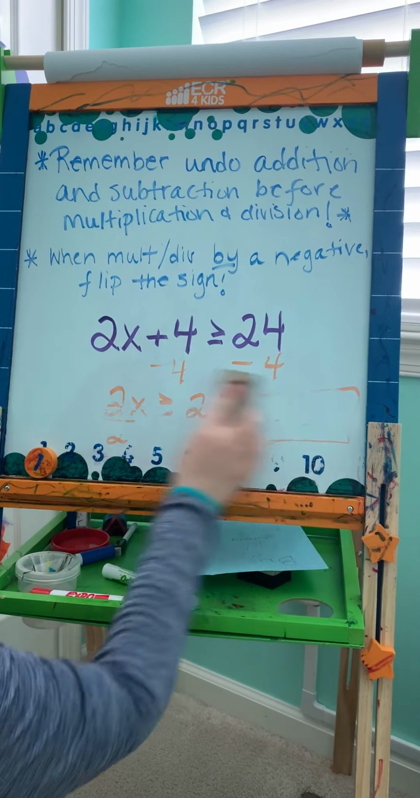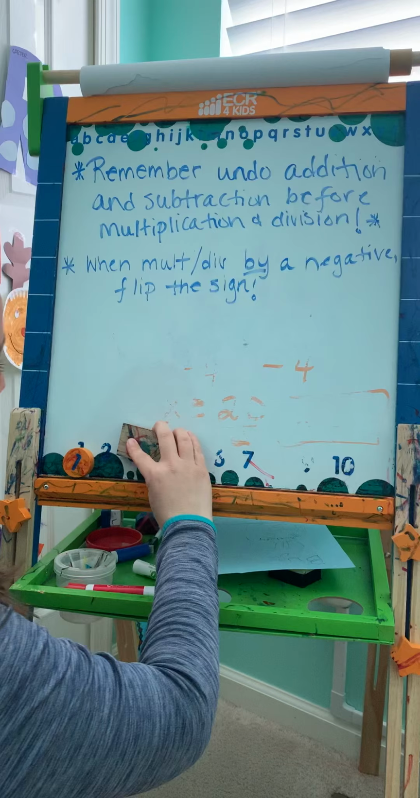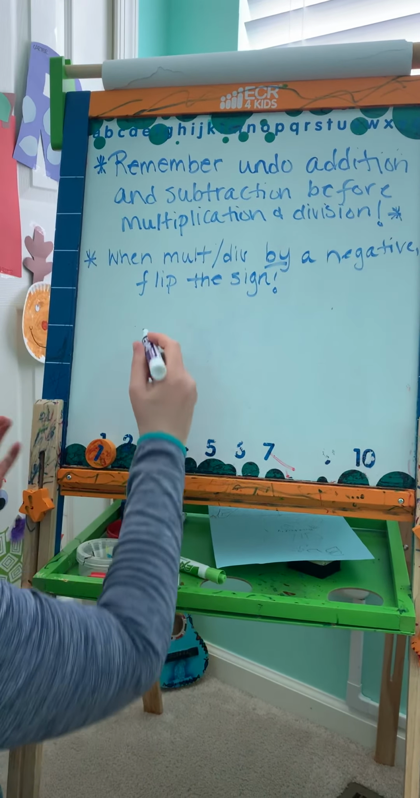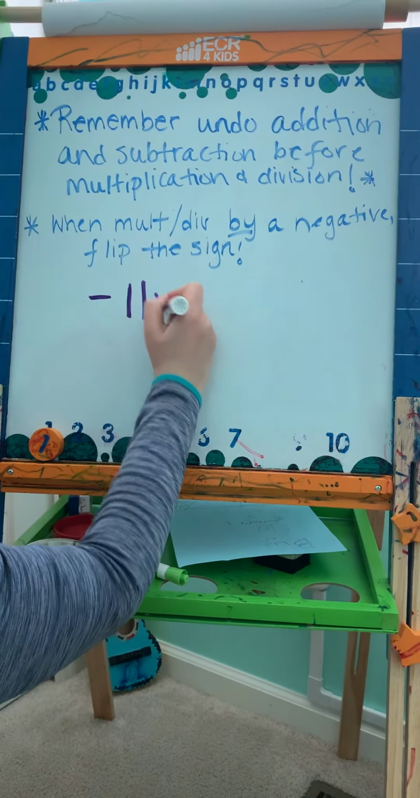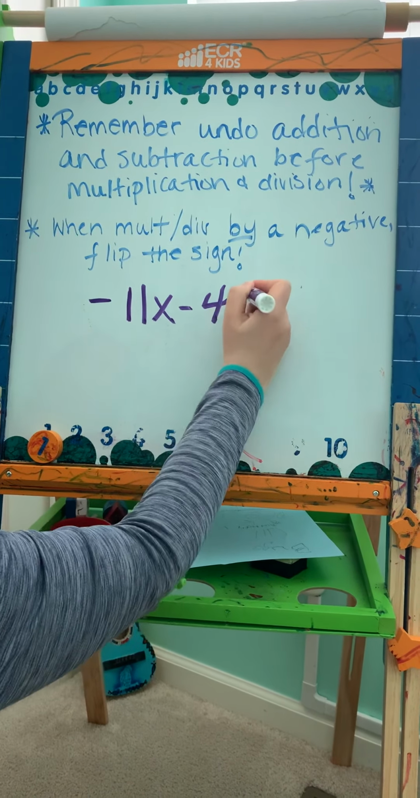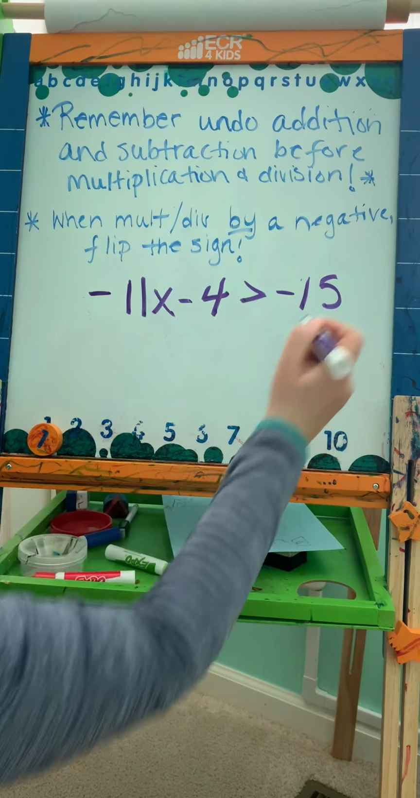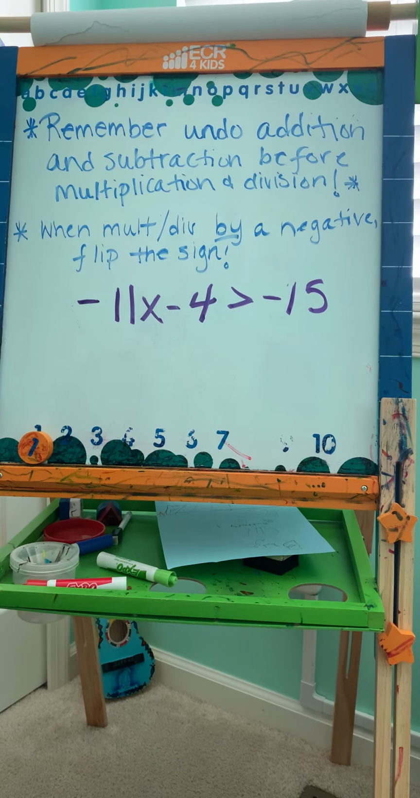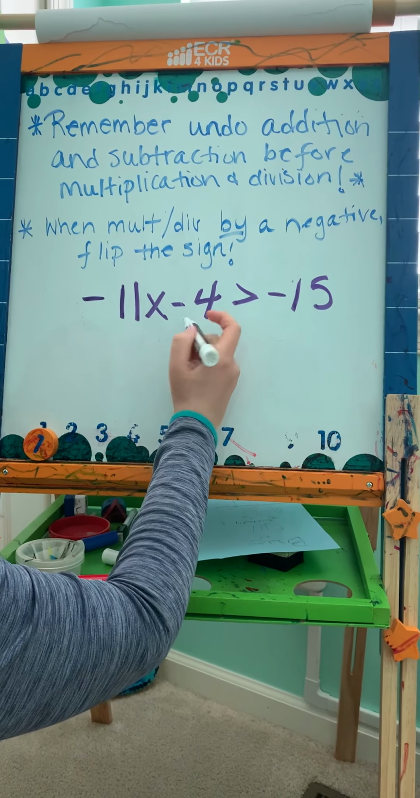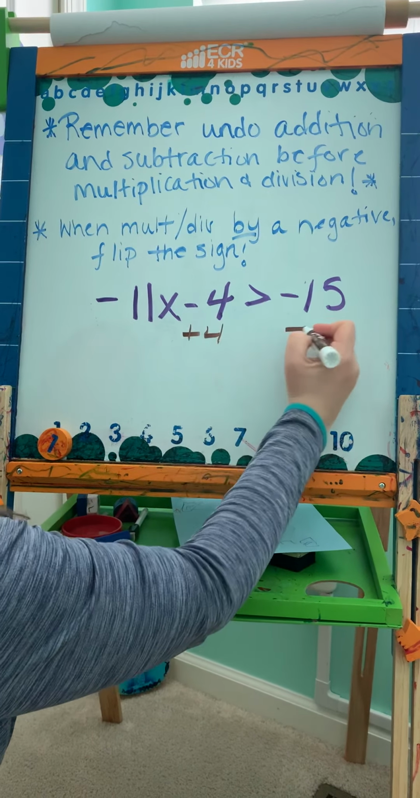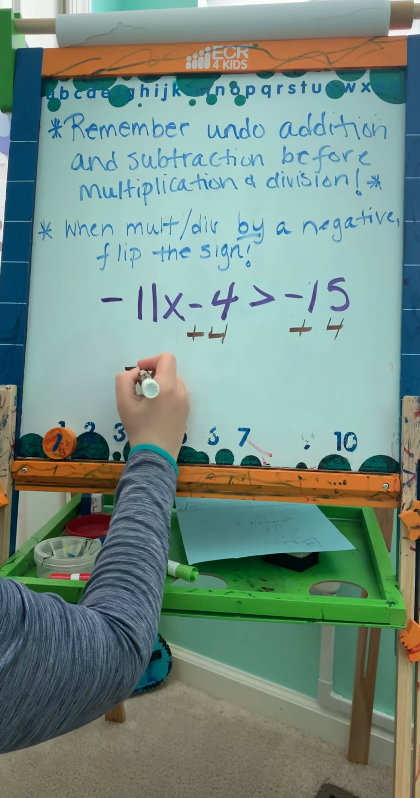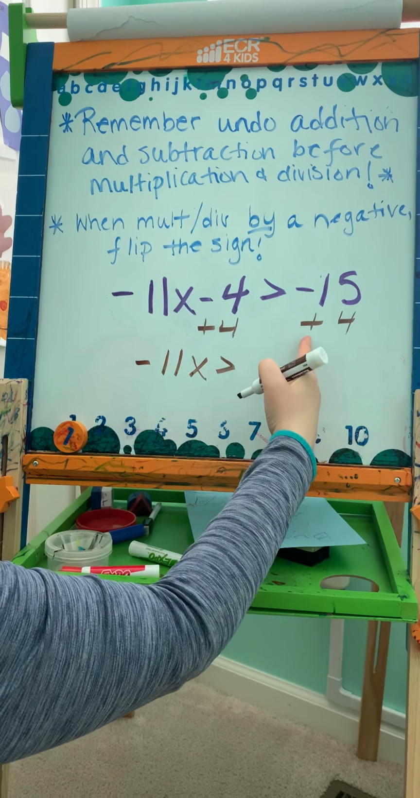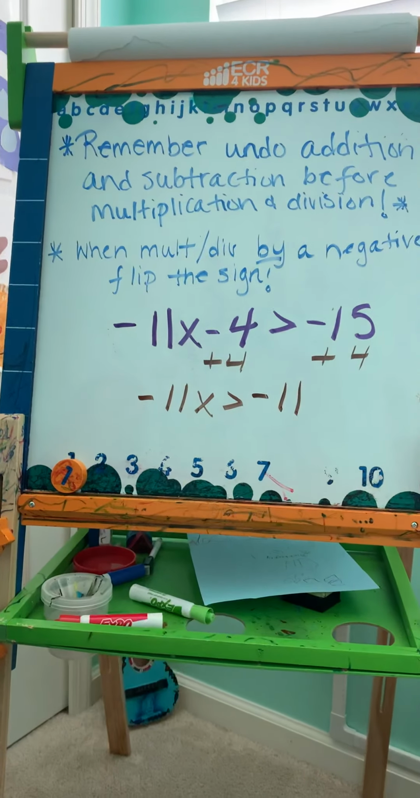Okay, let's look at another example. We're going to do negative 11x minus 4 is greater than negative 15. So again, undo addition and subtraction before multiplication and division. We're going to add the 4 to cancel it. That gives me negative 11x is greater than negative 15 plus 4 is negative 11.